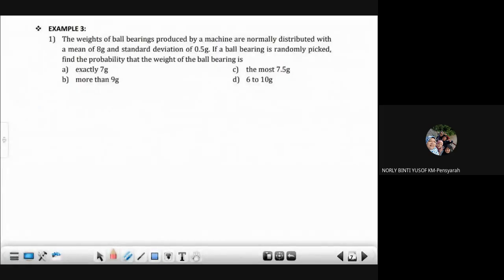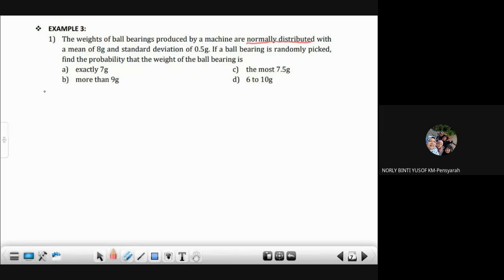Then we goes to the next example. Bila dia tak bagi dalam bentuk simbol lah, kita wujudkan simbol tu. So we read the table. The weight of ball bearing produced by machine are normally distributed. So memang ni soalan normal lah kan. With the mean. Kalau tak ada perkataan normally distributed pun, kalau ada mean dengan standard deviation, parameter, dua juga parameter macam binomial. Tapi parameter dia adalah mean dengan standard deviation ataupun mean dengan variance. So dia adalah normal, dia bukan binomial.